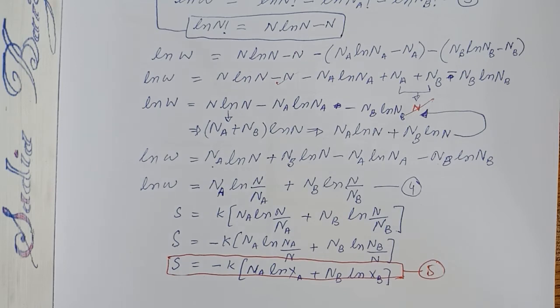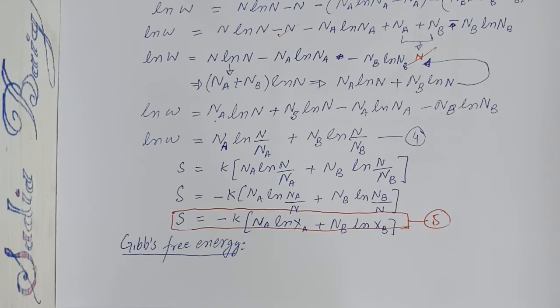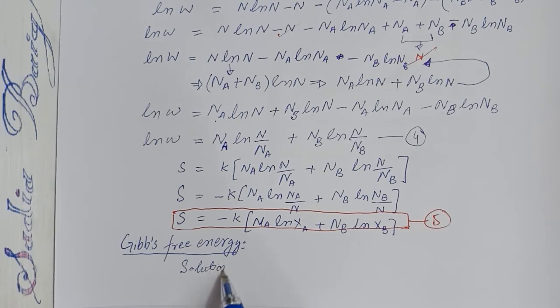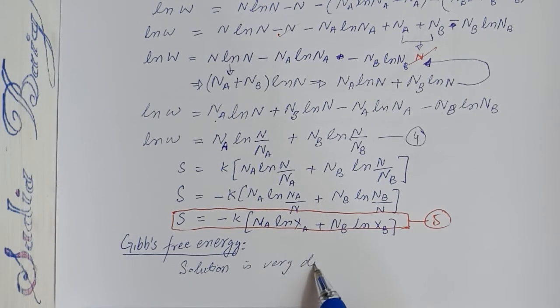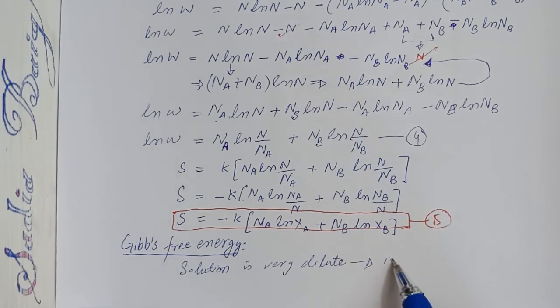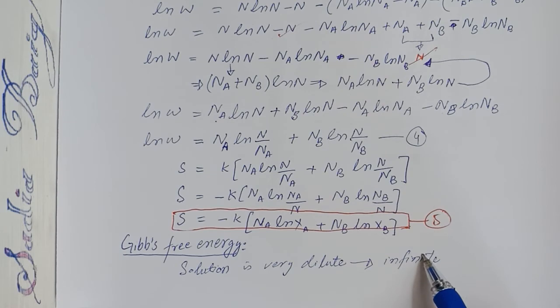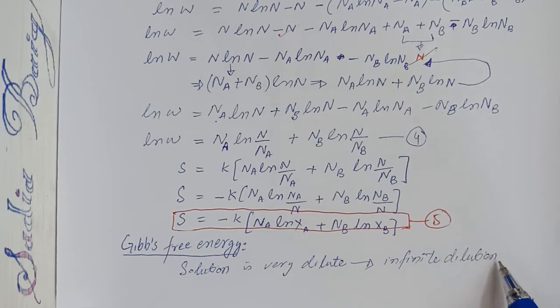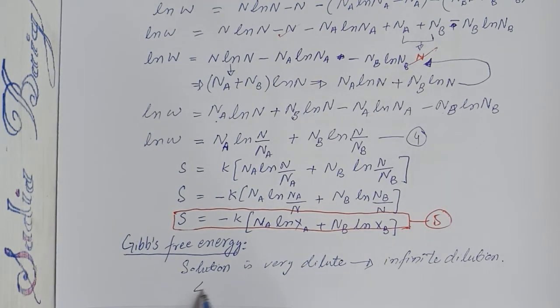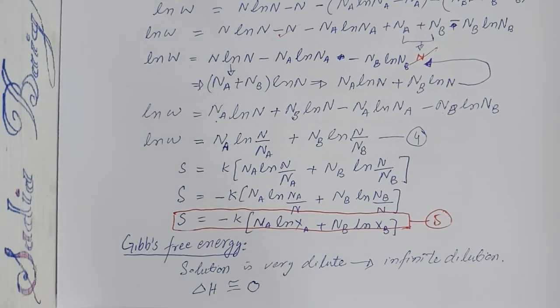Now let's discuss the Gibbs free energy of the mixing. So now let's consider if the solution is very dilute, up to infinite dilution. So for this case, the heat of solution is considered as almost equal to 0. Why? Because the solute-solute and solvent-solvent interactions remain intact.